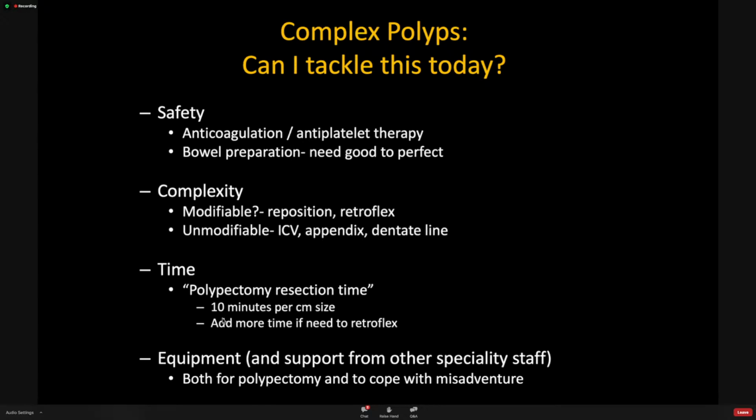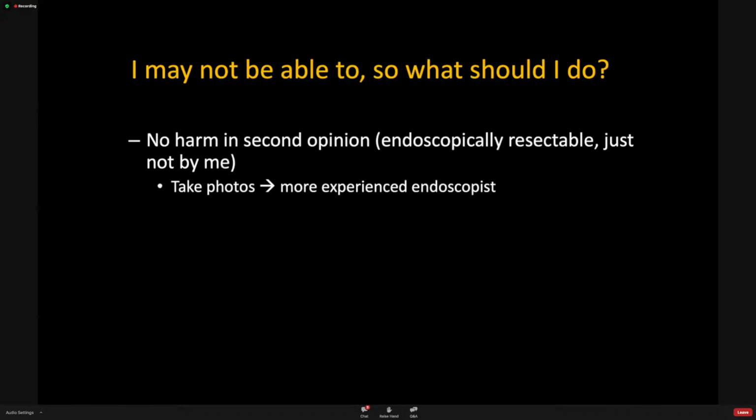We also have to plan for it, right? 10 minutes per centimeter size of polyp, and add more time if we need to retroflex. Obviously, you need to have equipment and support from other specialty staff, because you can have complications. If you are unable to do it, though, there's no harm in seeking a second opinion. It can be endoscopically resectable, possibly, but just not by myself.